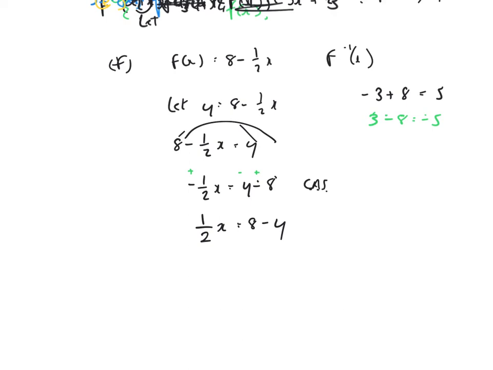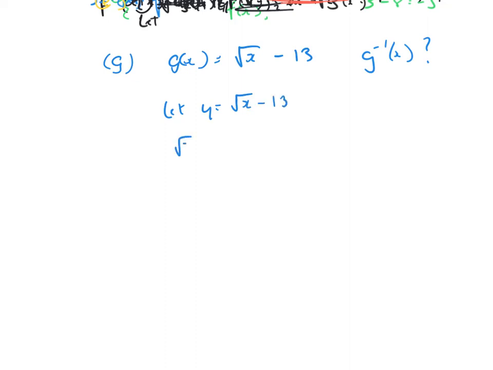I can now get rid of the half by multiplying both sides by 2. So that will give me 1x. x is equal to 2 bracket 8 minus y. x equals 16 minus 2y. Reintroduce the functional notation. The inverse function then is going to be 16 minus 2x.